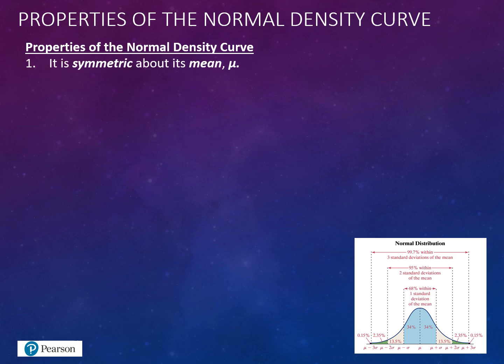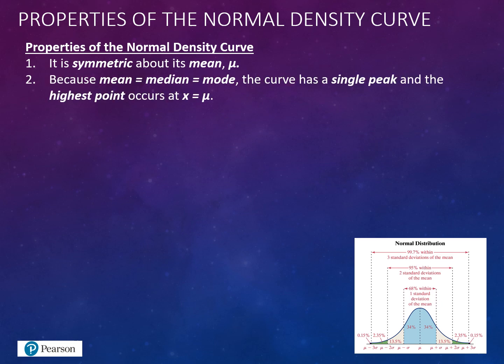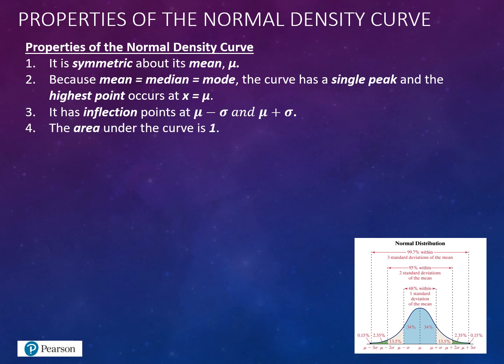The graph is symmetric about its mean, mu, right? So that it's the same on both sides. When it's symmetric like that, the mean equals the median equals the mode, and the curve has a single peak, and the highest point occurs at the mean. It has inflection points at mu plus or minus 1 standard deviation, the mean plus or minus 1 standard deviation.